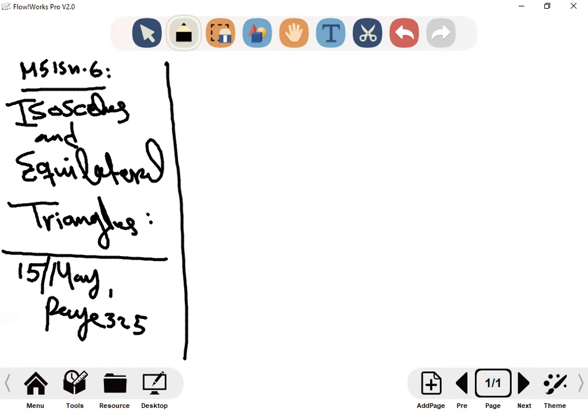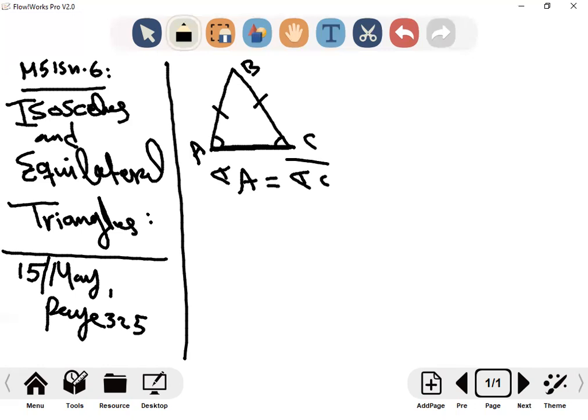We said an isosceles triangle means a triangle with at least two equal sides, right? If you have two sides congruent, what do we call it? An isosceles triangle. The third side, which is different, we call the base. The two angles at the base we call the base angles. If we call this A, B, C, then angle A should be equal to angle C.